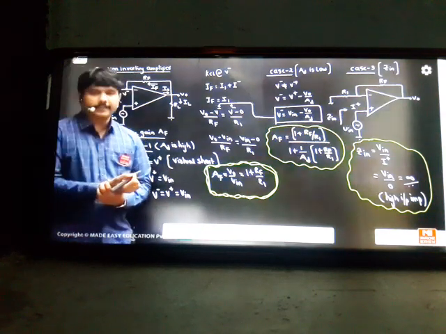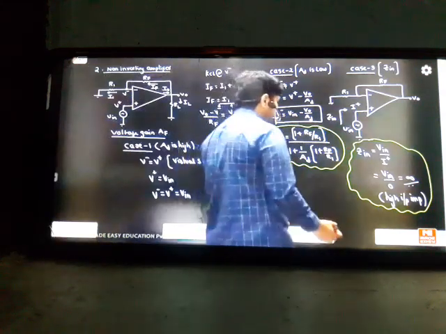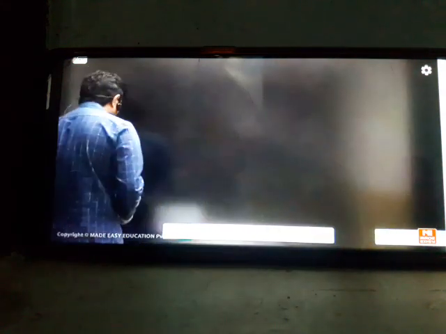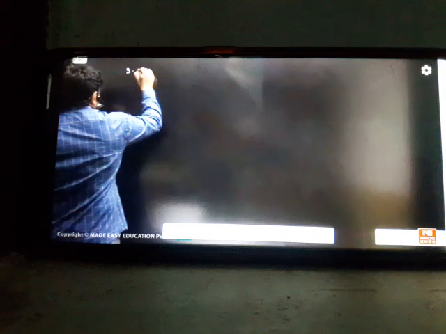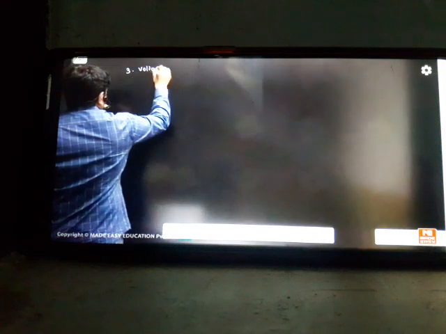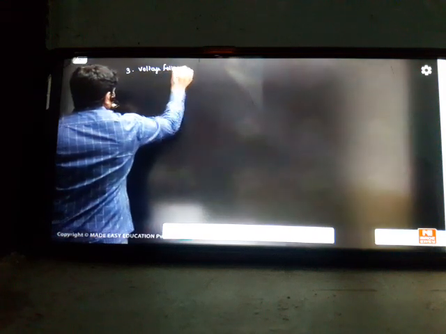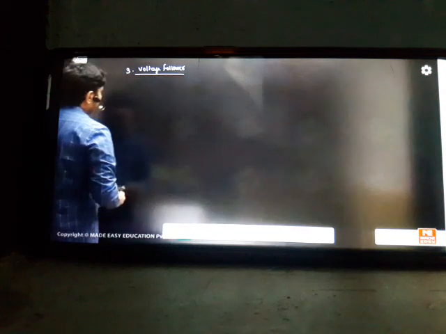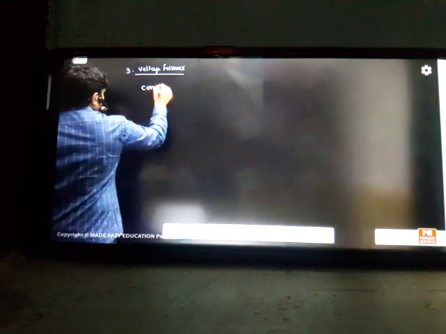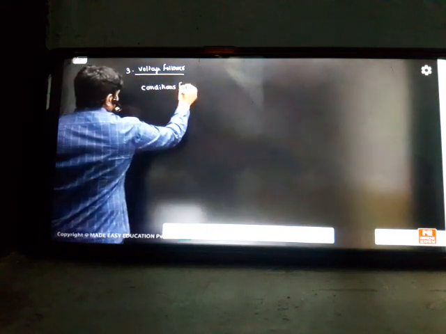So I think you have done it. Let us move to the next concept. I'll teach two amplifiers at a time. That is topic number 3. Here is the voltage follower. The next concept is the voltage follower. So what are the conditions for a voltage follower? If anybody asks, conditions for a voltage follower.